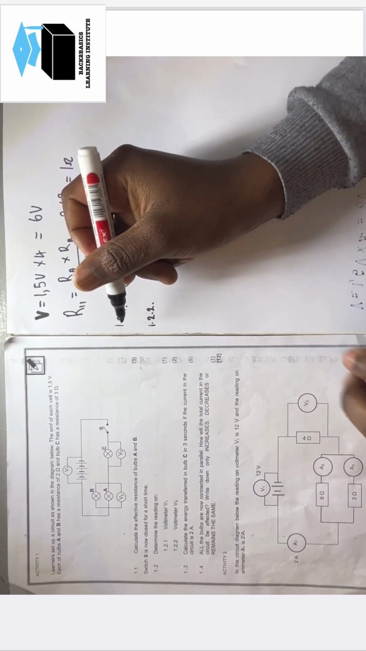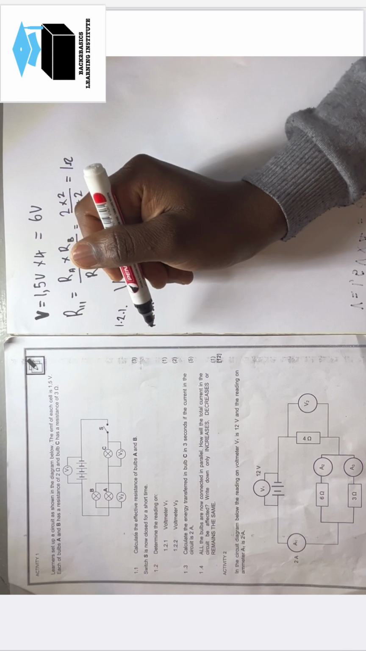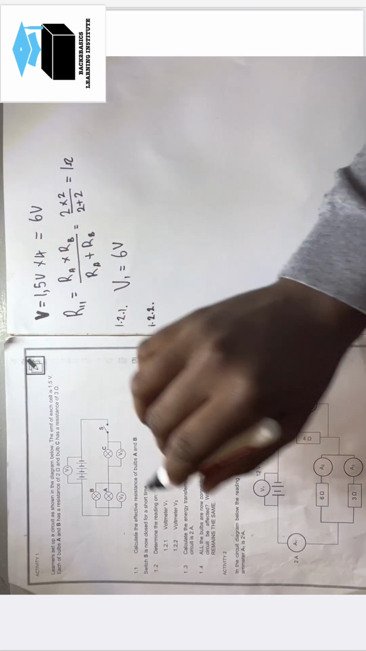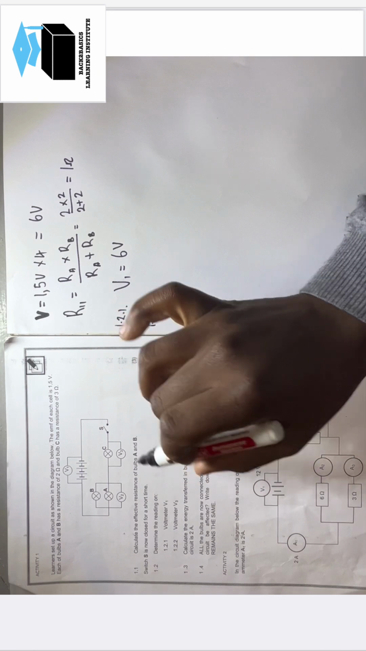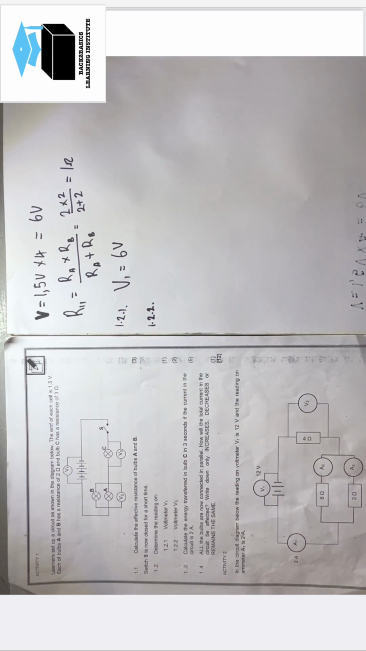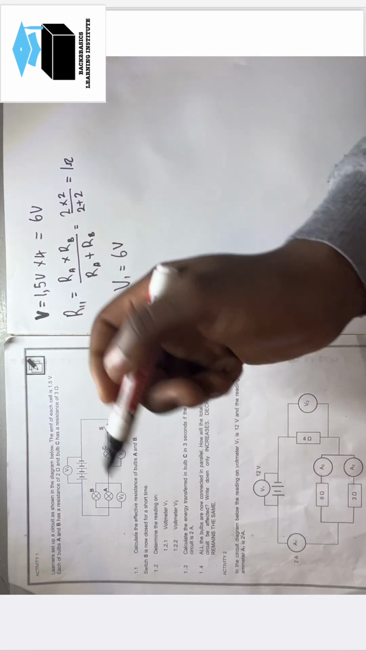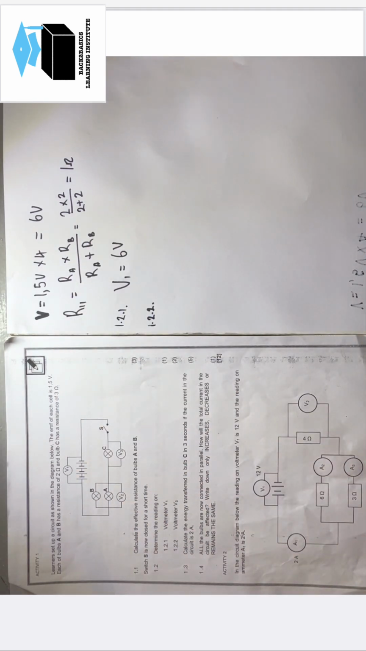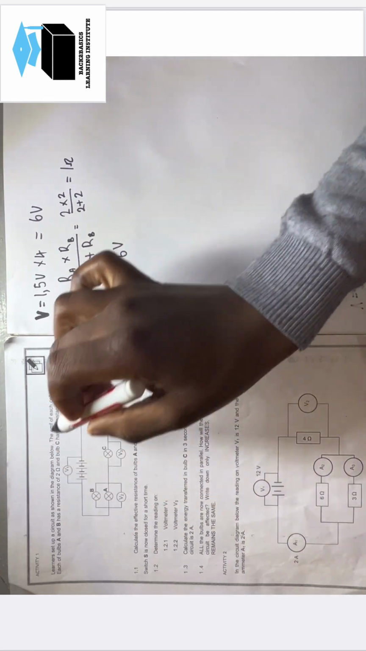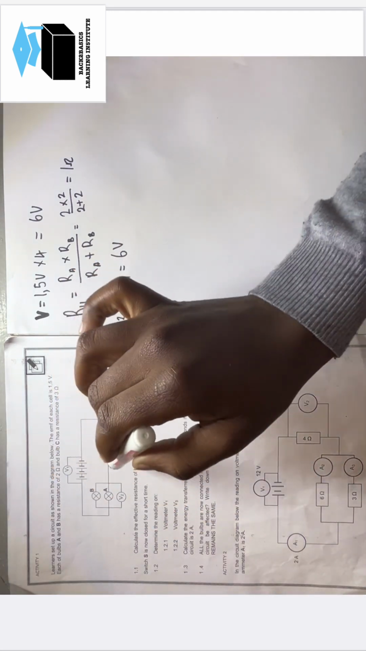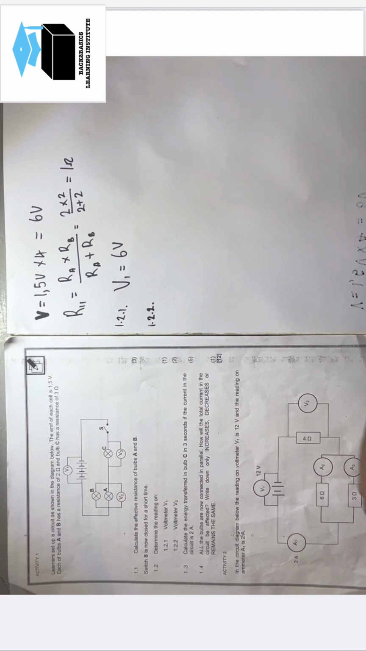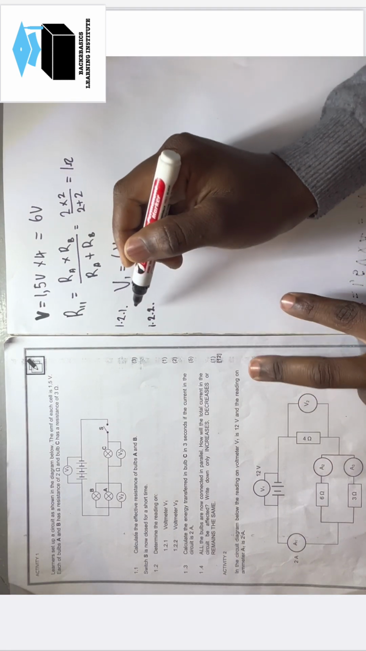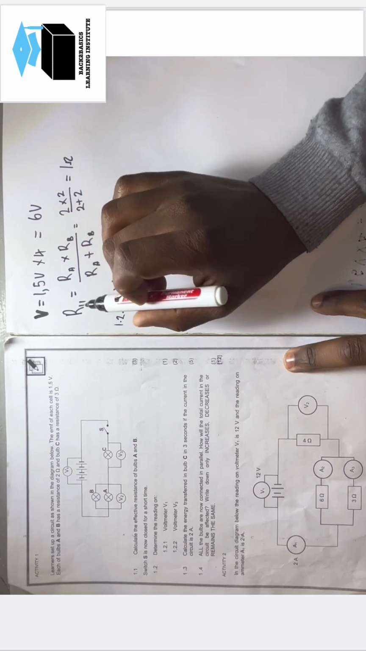So now let's look at 1.2.2. In this case, they say determine the reading on V3. What is going to be your reading on V3? Firstly, in order for us to calculate the reading on V3, we at least need to know how much current is passing through the circuit, right? Because if we know how much current is passing through the circuit, then we can know what our V3 is. So what are we going to do? Isn't it that we already know our R parallel?